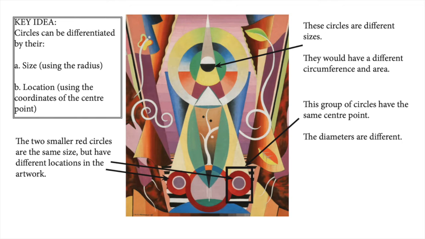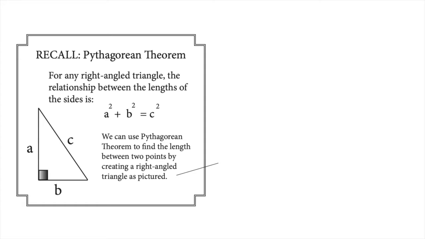So the key idea here is that circles can be differentiated or described by their size using their radius or diameter. For the sake of the equation of the circle, we will focus on its radius. We can also differentiate a circle by the location of its center, where it is in the image. In order to move forward with developing the equation of a circle, we need to remember Pythagorean Theorem.